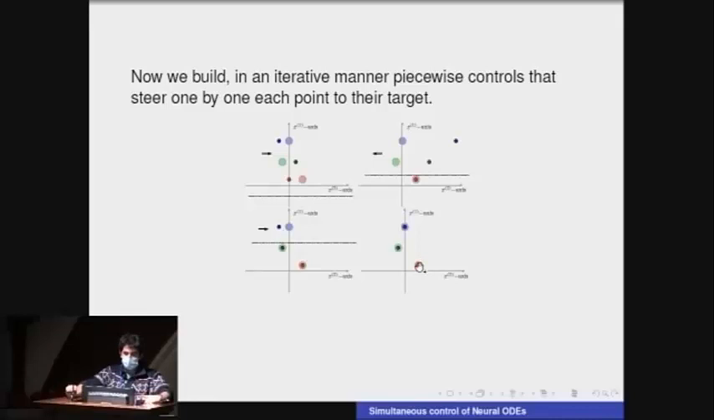Here in these pictures, it's assumed that the targets have different first components, but using a similar argument as before with perturbation, it can also be done even if the targets have the same first component.